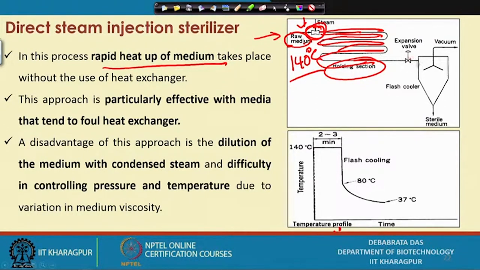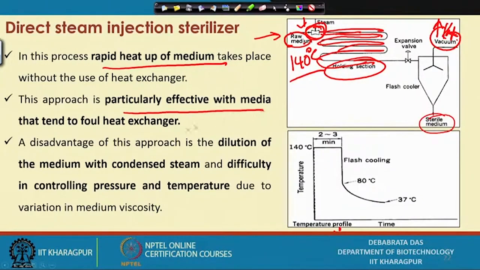Then here we have an expansion valve through which we put it in the flash. You just throw it out, then flash cooling will take place, and here we will get the sterilized media, and here at the top the vapor will go out. You might have seen that a lot of industries discharge lots of white fumes, and white fumes are nothing but vapor that is coming out from the industry. And this approach is particularly effective with media that tend to foul the heat exchanger.